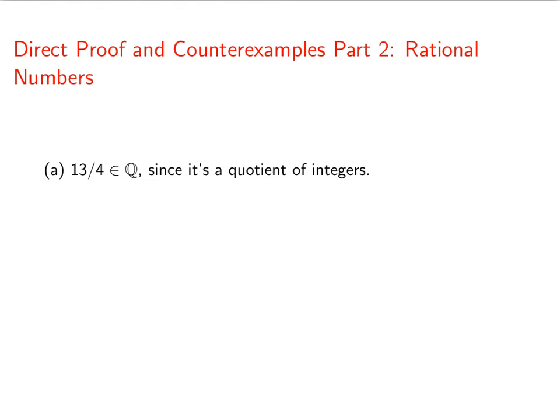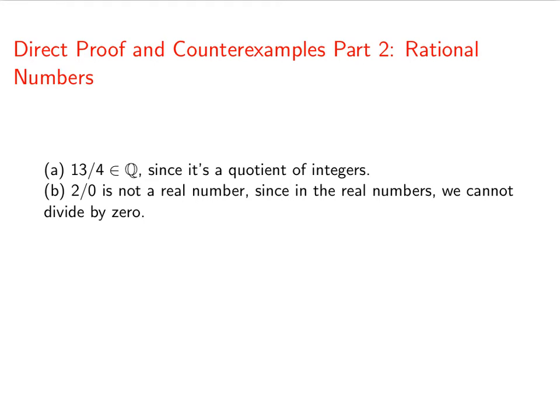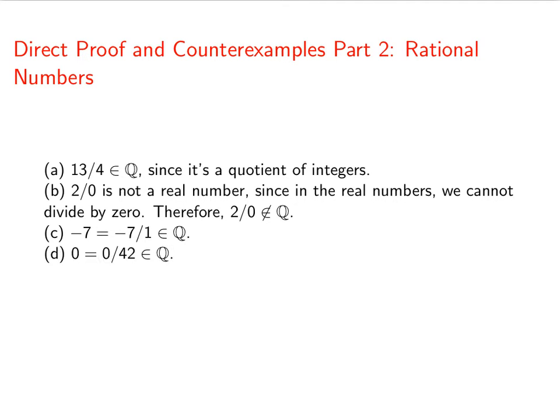All right, 13 over 4 is rational because it's a quotient of integers. 2 over 0 is not even a real number, since in the real numbers we can't divide by 0. So we're going to say that 2 over 0 is not in the rationals. Negative 7, we can write that as negative 7 divided by 1, so that's rational. 0, we could write that as 0 over 42. That's a quotient of integers, so that's rational.